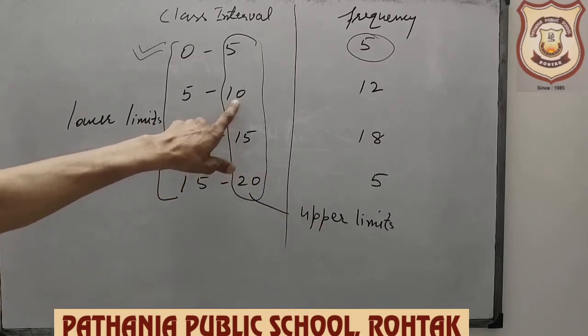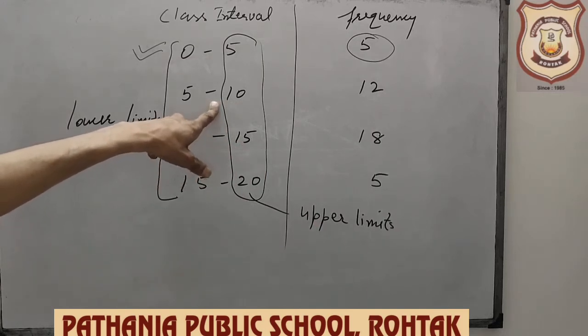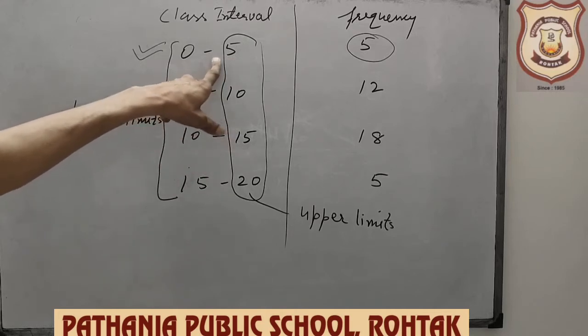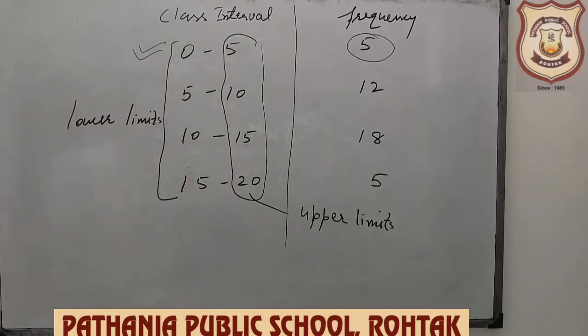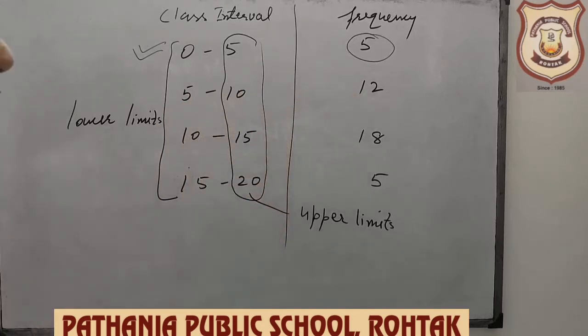Value 10 is included in the third class interval, not in the second. 5 is included in this interval, not in this. So in this way, you can study the given data, and this is known as grouped frequency data, because all the information is combined in groups.